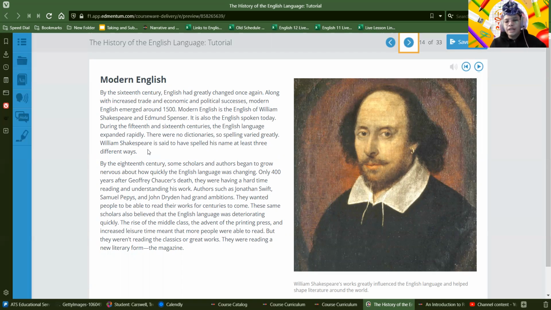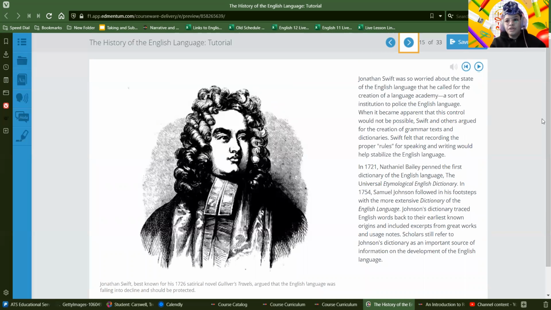So a bunch of writers got together, and they give you a list here: Jonathan Swift, Samuel Pepys, and John Dryden. These people wanted to be able to write in a way that could be remembered forever. So this is when people started making dictionaries. So I give you the description here. Jonathan Swift wanted a language academy to regulate English so that it wouldn't change so much. They basically said, well, I want people to read my stuff forever. So all of this changing, influence from interacting, we're just going to have to say no to that. We're not going to do it.